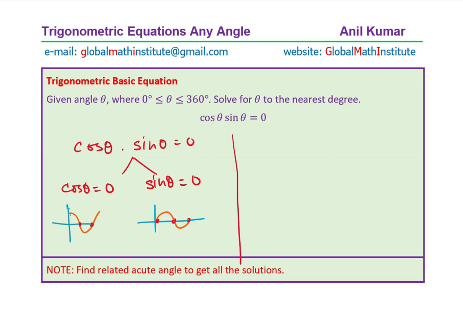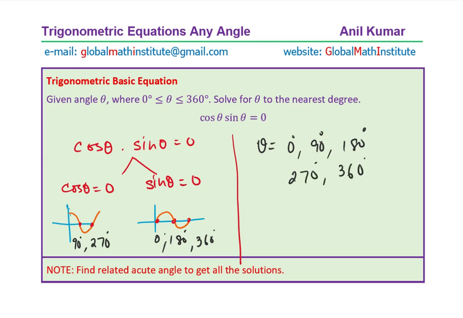And therefore, we can write down all the solutions. For cos, the solutions are 90 degrees and 270 degrees. And for sine, it is 0, and we have 180 and 360 degrees, correct? So there are 5 solutions to this, correct? So here theta is equal to 0 degrees, 90 degrees, 180 degrees, 270 degrees, and 360 degrees, right? So all the 5 are solutions of this particular equation. Makes sense, right? So for an equation, you may have lots of solutions as we have seen this time, correct?